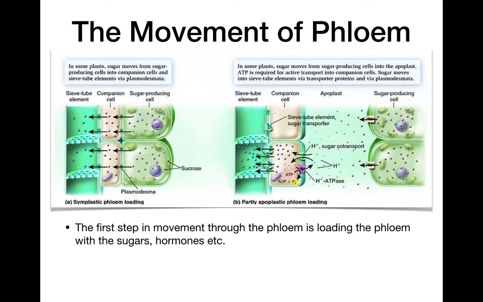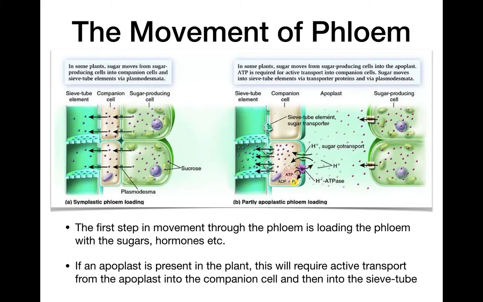It might be loading hormones, RNA, and other things as well, but the big thing that's mostly happening is sugars. Now, some plants have a space called an apoplast, between the cell membrane of the leaf cells and the companion cell membrane. If it's an apoplast, first the sugars are loaded into here, and then we're going to actively transport those sugars into the companion cell to then go into the phloem sieve tube element. This is active transport, and we'll talk more about how that happens specifically later. But we need to be loading and making a high concentration of sugars in the phloem up here.